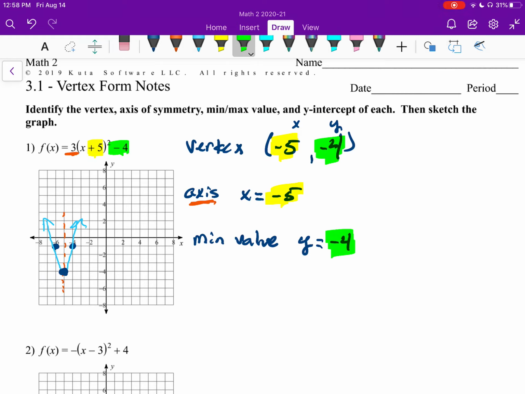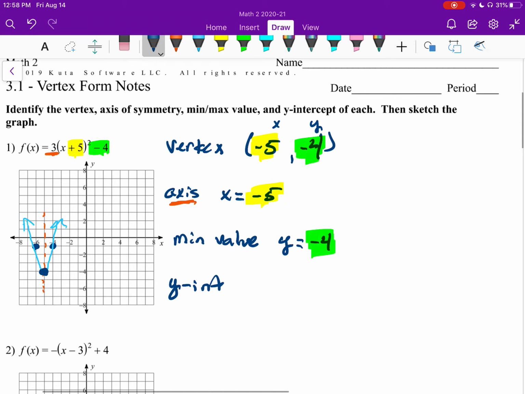Okay, did I do everything? Vertex, symmetry, min or max. Oh, y-intercept. You find the y-intercept just like you find y-intercepts on any other equation. You plug in 0 for x.